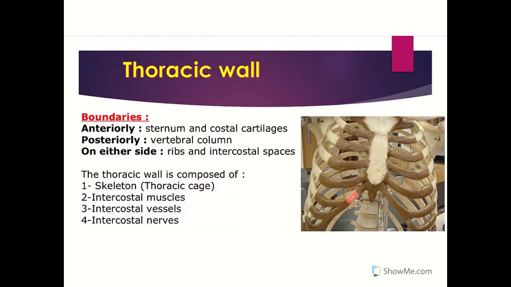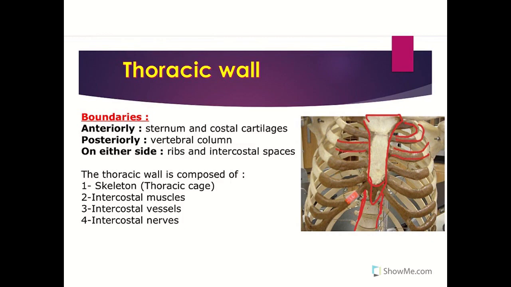What about the thoracic wall? What are the boundaries of the thoracic wall? Anteriorly here we have this bone which is the sternum. This is the anterior boundary of the thoracic wall, and posteriorly we have the vertebral column, the structure which supports your back from the posterior side, and on each side we have the ribs and the costal cartilage.